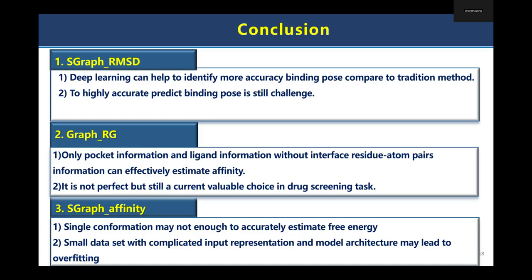And the third conclusion is that for S-graphic affinity, maybe a single conformation is not enough to accurately estimate free energy. And maybe a small data set with complicated input representation and model architecture may lead to some kind of overfitting.